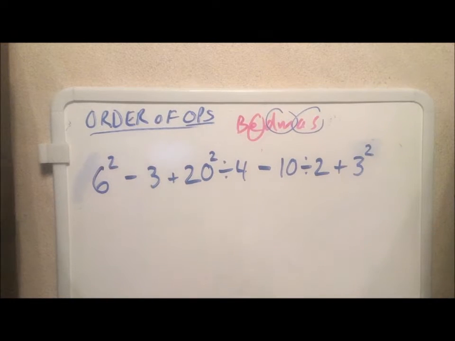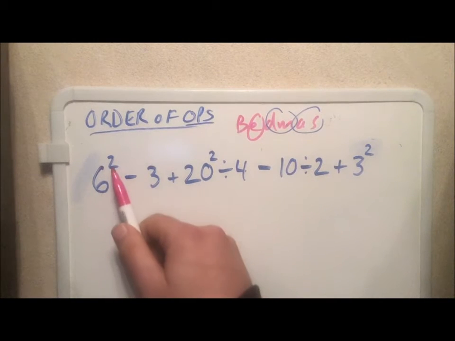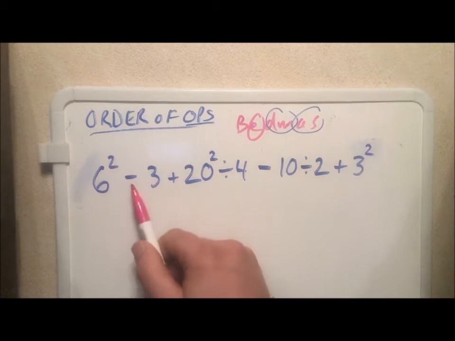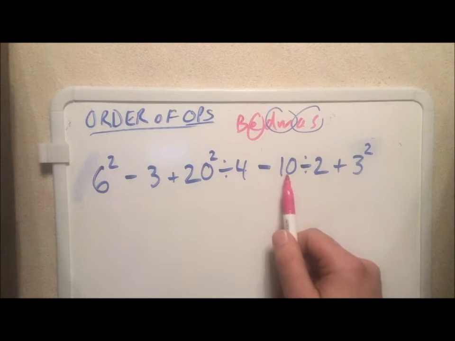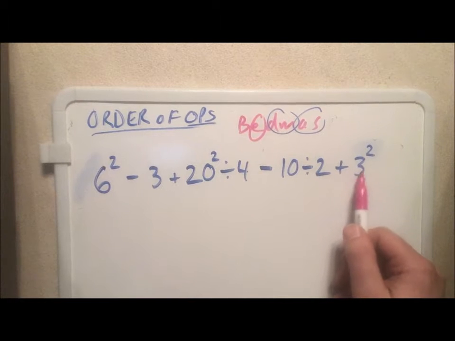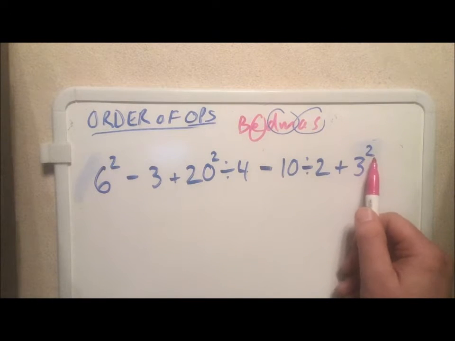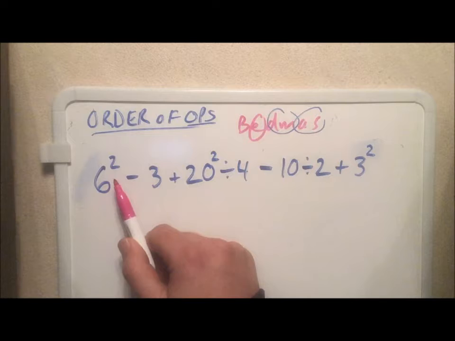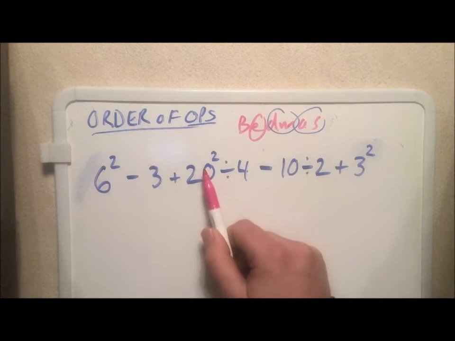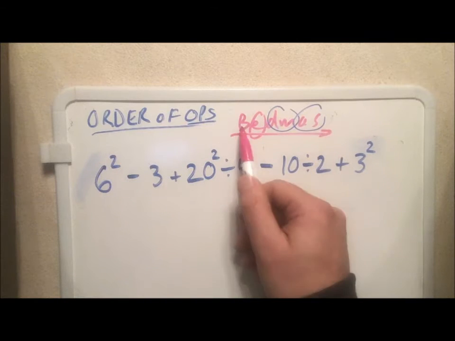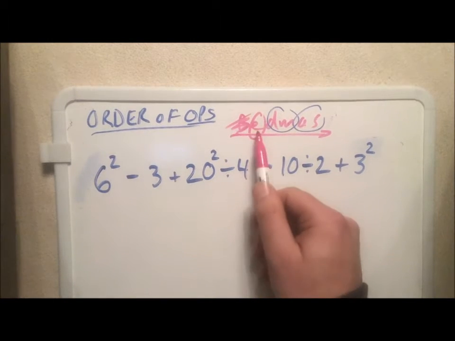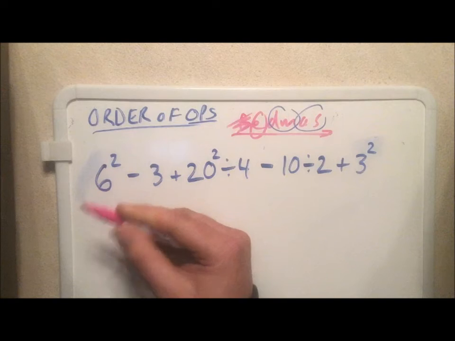So here's my question. I have 6 to the power of 2 minus 3 plus 20 to the power of 2 divided by 4 minus 10 divided by 2 plus 3 to the power of 2. Also, by the way, this reads as 6 squared, 20 squared, and 3 squared. So again, we look at BEDMAS. There's no brackets, so don't worry about the B, but there is exponents. So what is this going to look like?